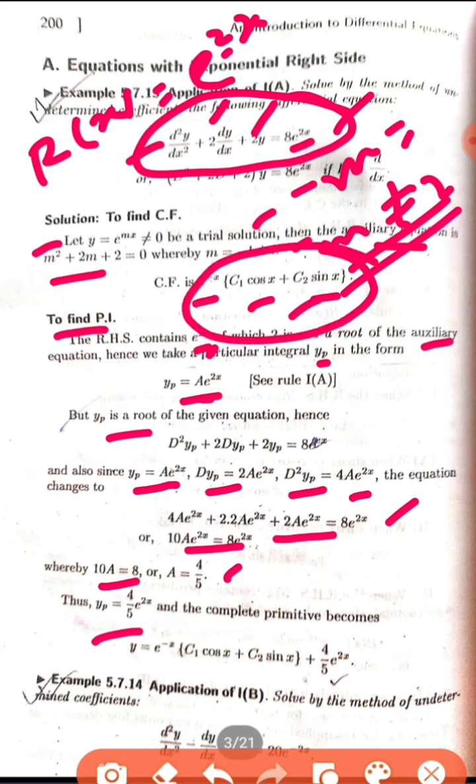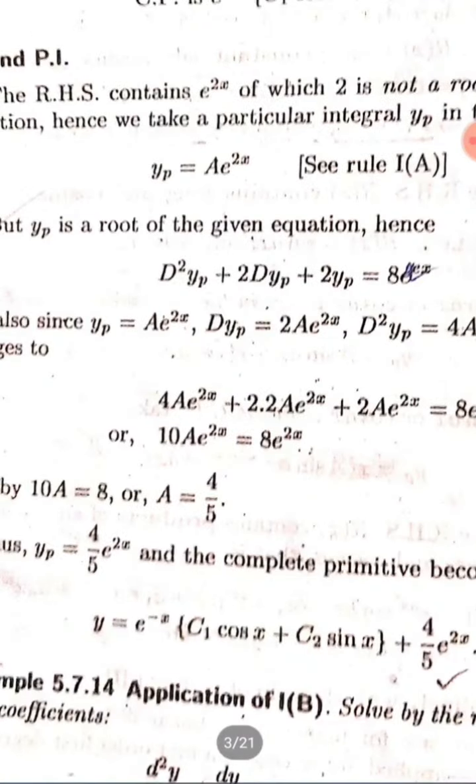Here is CF and here is YP. So y is this plus this, CF plus YP. By these methods you first take YP, and after that you can find the value of A. Now let us see the second problem.